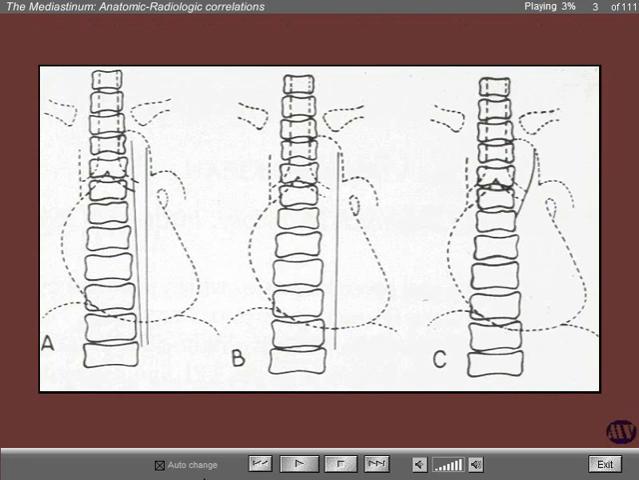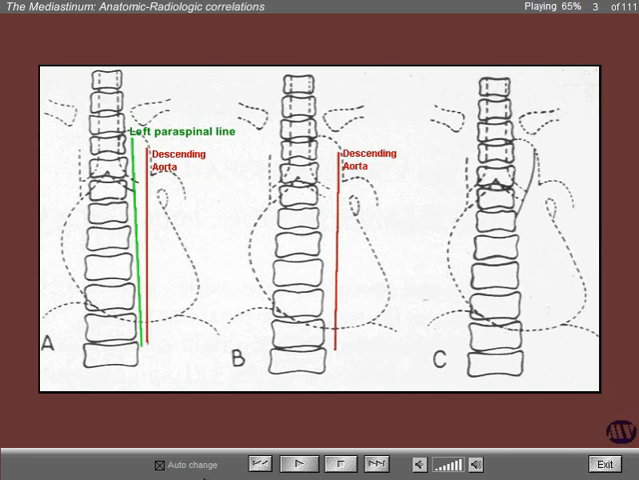This is a diagram which shows to your left two lines to the left of the spine. The medial one represents the left paraspinal line, and the lateral one represents the lateral wall of the descending aorta. In the slide under B, one can see only one left paraspinal line, which represents the lateral margin of the descending aorta.